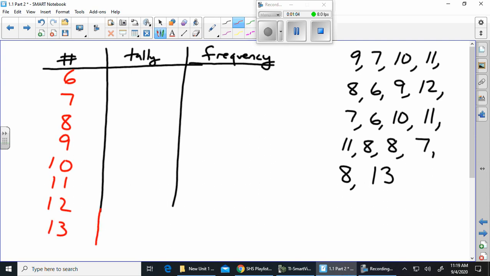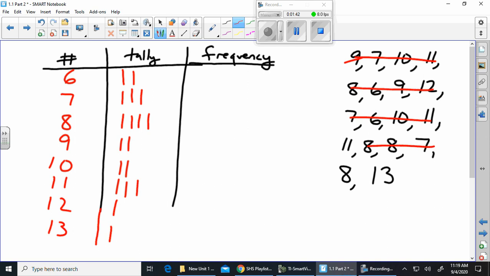Now tally, you go through and you're like, okay, there's a 9, so I have 1. There's a 7. There's a 10. There's an 11. There's an 8. There's a 6. There's another 9. There's a 12. So I've gone through all 8 of those. I got 8 tally marks. I have another 7, another 6, another 10, another 11, another 11, 2 more 8s, another 7, another 8, and a 13. So I've gone through all of them.